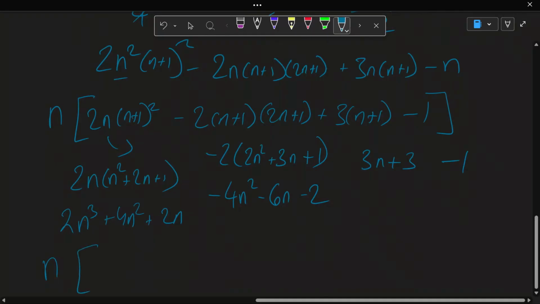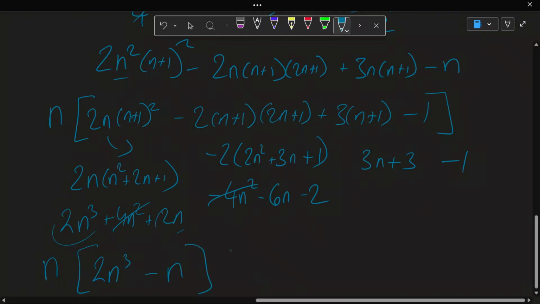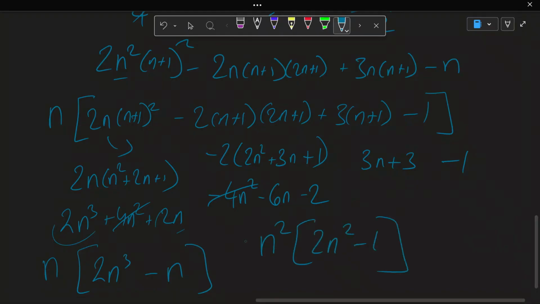So that'll get n, 2n cubed, it's fine. These bits cancel. 2n minus 6n, 3n, that gives you minus n. And 3 minus 2 minus 1, that cancels as well. So you're left with this. Factorize our n, so n squared, 2n squared minus 1. Perfect.